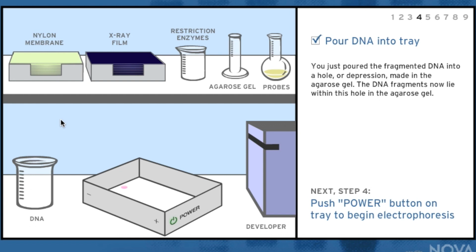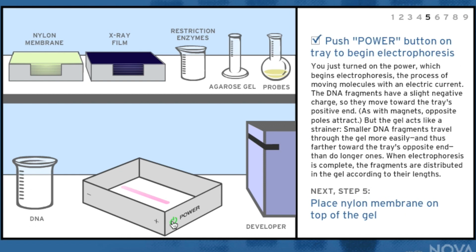Step 4 is we turn the tray on. This is where the electrophoresis begins. The electrophoresis is the moving of the molecules with an electric current. Since DNA has a negative charge, they move towards the positive end. Electrophoresis distributes the DNA fragments to the gel according to length. Shorter moves faster.